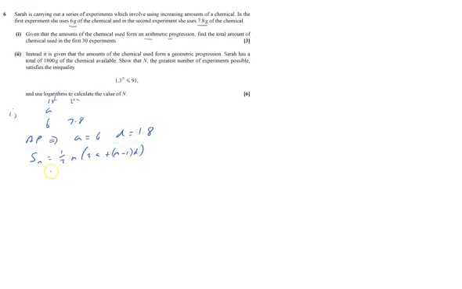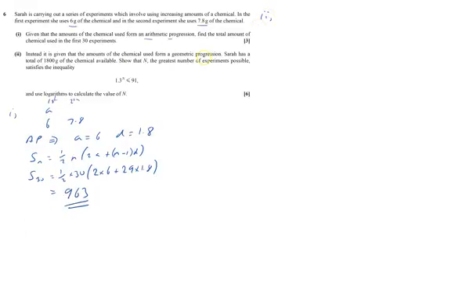Formula sheet page 2. And we want S30, which is a half times n, 30, times 2 times a, which is 6, plus that will be 29 times 1.8. That equals 963. That's the first part.